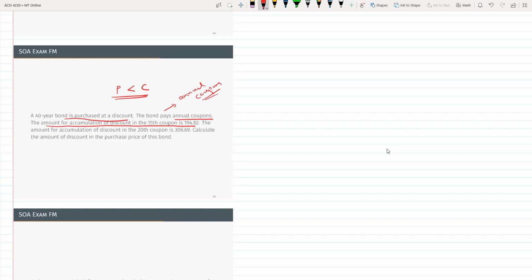Okay, so that means basically P_t, which is C times (G minus J), negative P_t. Okay, so you have to put a negative sign. C times (G minus J) v to the n minus t plus 1. Okay, so this is the amount of accumulation of discount.